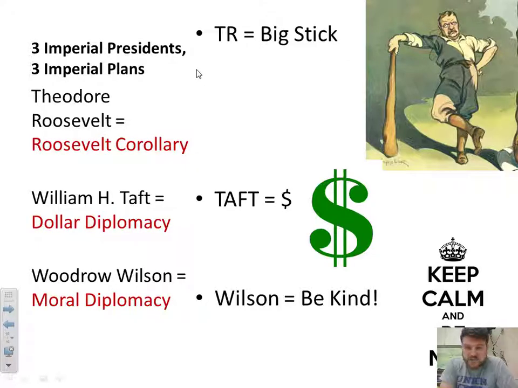William Howard Taft is dollar diplomacy. Let's invest in Latin American countries. That'll help build relations, and in the long run, it'll be more beneficial for U.S. businesses. And then Woodrow Wilson with moral diplomacy. Let's be friends. Let's be kind. Democracy, capitalism. Yay. Not so much. But that's the basic gist of the three presidents and their three plans. That's the end of it.